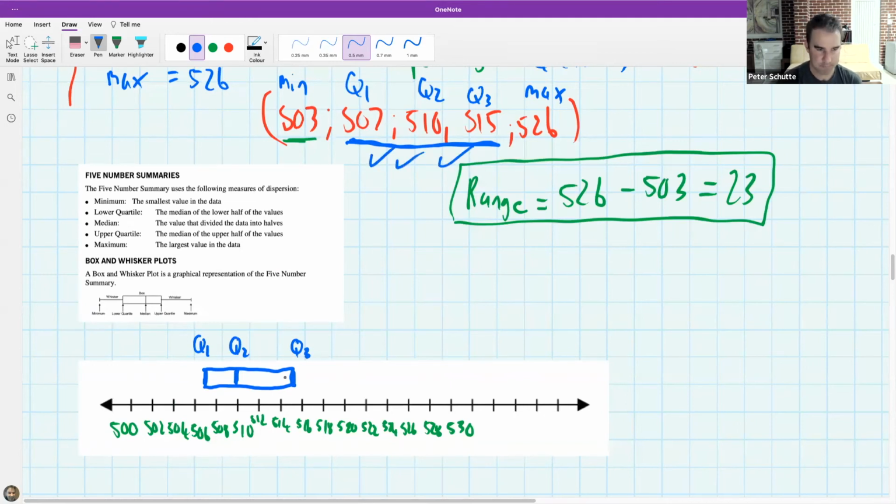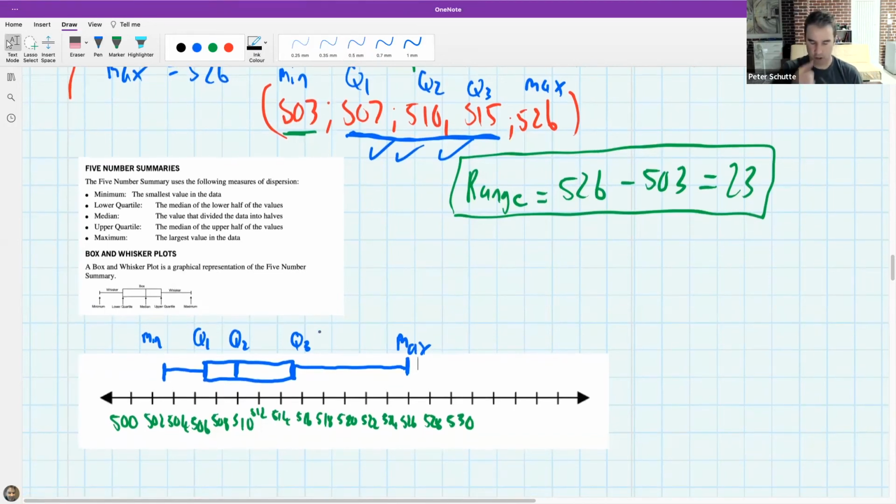Now, what is the remaining bit? So the remaining bit is 503, which is the minimum value, which is going to be down here. And 526 is going to be all the way up here. And so I draw a line from here to here, and I draw a line from here to here. And so this would be my min and my max value. So this graph is called a box and whisker plot, and often you are required to draw them. The other thing is the box and whisker plot shows you visually what's going on with the data set.